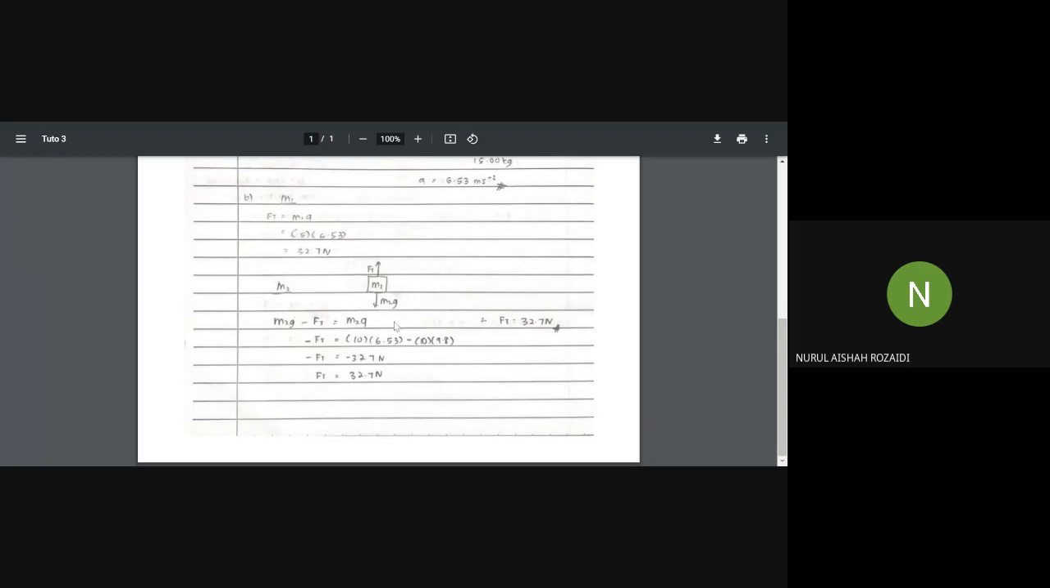For M2, M2G minus T, sebab dia dekat axis Y, so akan equals to M2A, and then just substitute dapatlah 32.7 Newton juga, sama. Therefore, the tension is 32.7 Newton. Terima kasih.